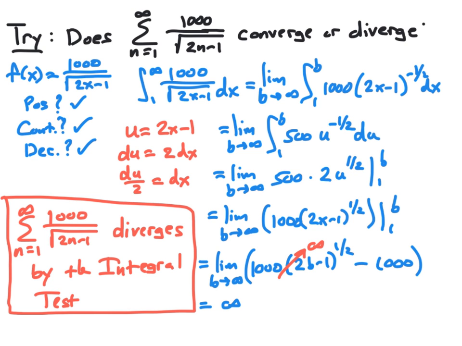When we evaluate it at b, we get 1000 times 2b minus 1 to the 1/2 power. And when evaluating at 1, we get simply 1000. As we take the limit as b approaches infinity, the first term will go off to infinity, and the second term, of course, is just the number 1000. And so our entire limit is a divergent one and equals infinity. Since we have an improper integral that diverges, the conclusion for our series is that the series will also diverge using the integral test.